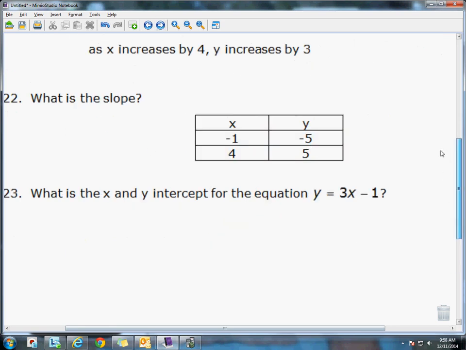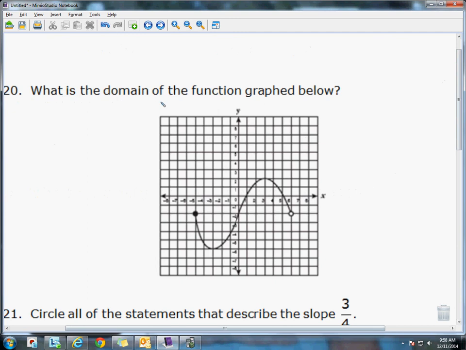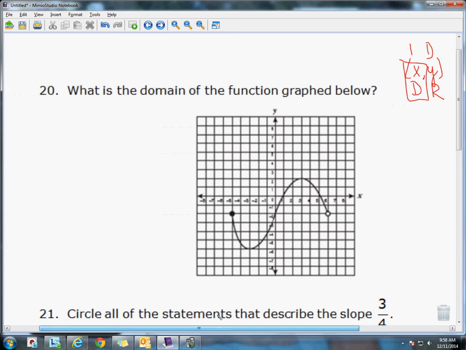Alright, number 20. What is the domain of the function graph below? Remember, if you need to, do your little ID of the doctor: independent, dependent, domain, and range. Domain is x. So what we can do is our box method. So box, circle, x, circle, box.